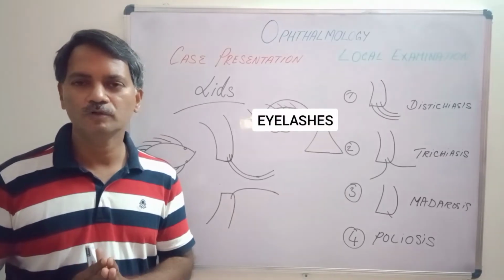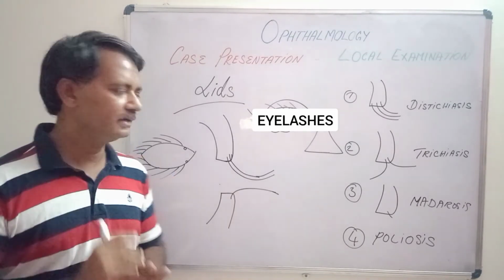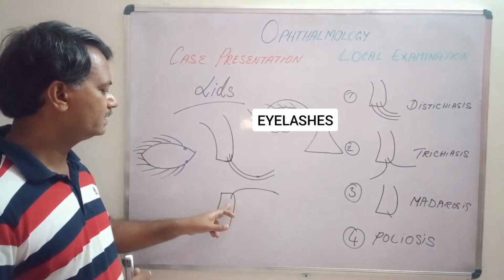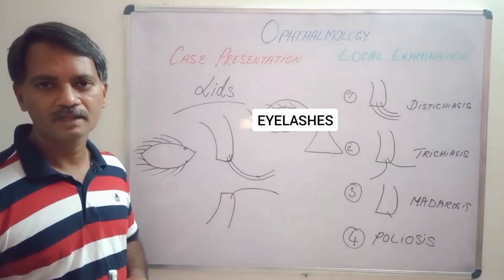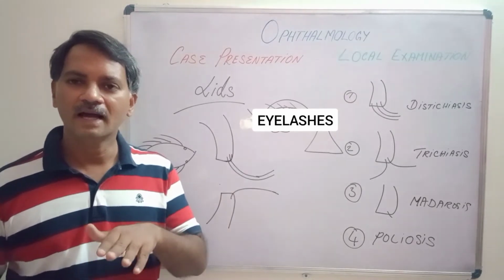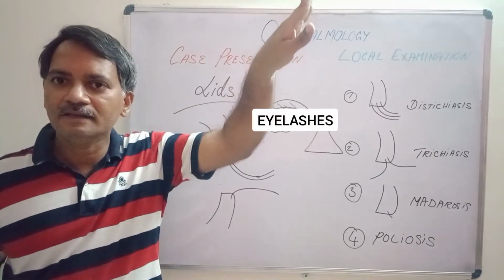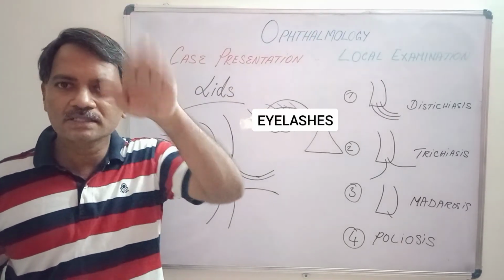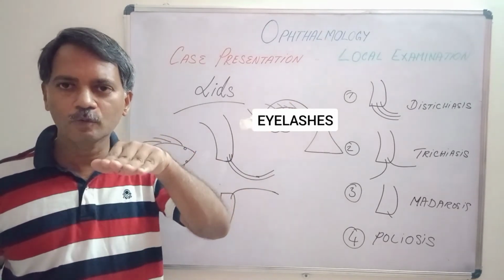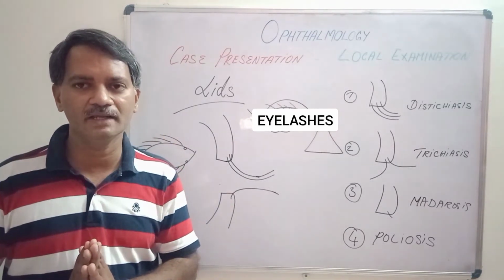It is time to see about the eyelashes. What is the normal anatomy of the eyelashes? In the upper eyelid, there will be 2 rows of eyelashes, and in the lower eyelid, there will be 1 row of eyelashes. What is the direction of the eyelashes? In the upper eyelid, the eyelashes will be directed forwards, upwards, and laterally. In the lower eyelid, the lashes will be directed forwards, downwards, and laterally. That will be the normal direction of the eyelashes.